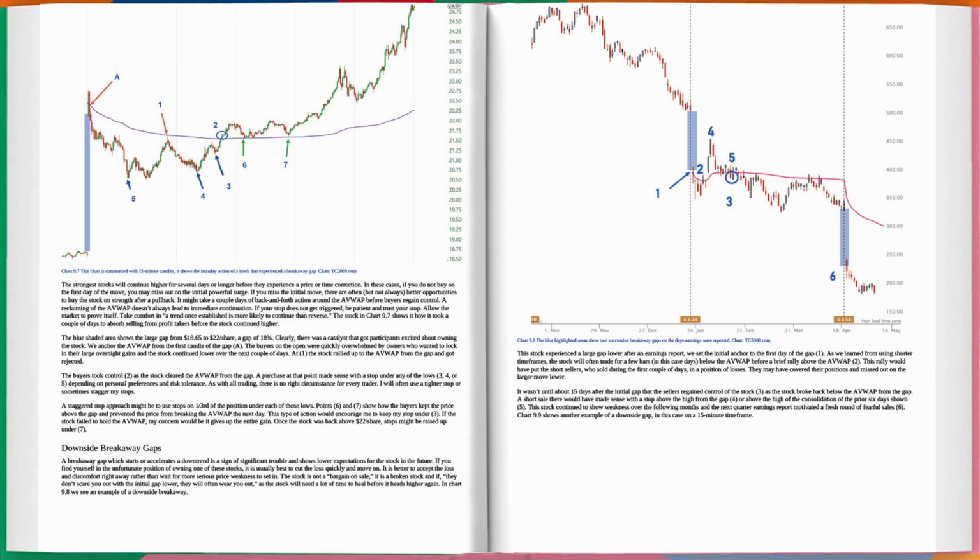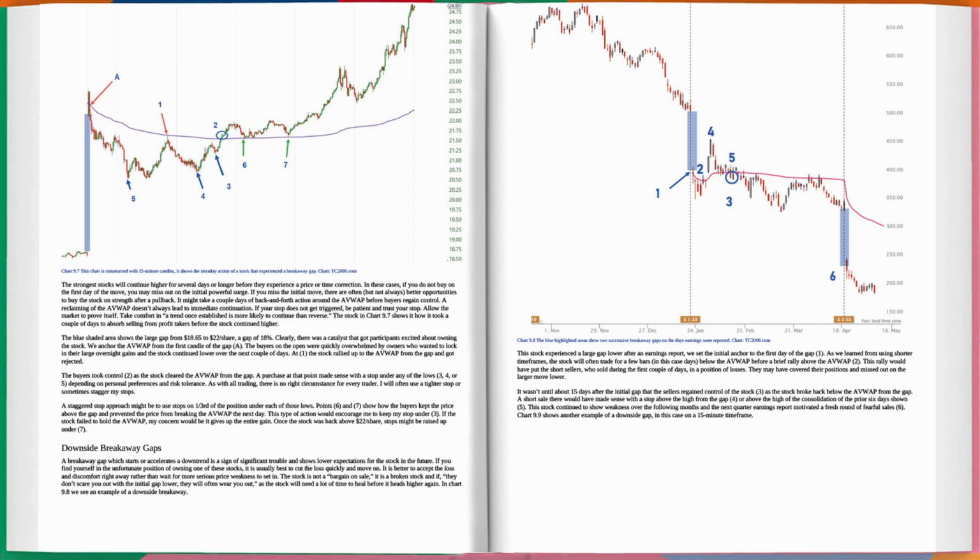This rally would have put the short sellers, who sold during the first couple of days, in a position of losses. They may have covered their positions and missed out on the larger move lower. It wasn't until about 15 days after the initial gap that the sellers regained control of the stock, 3, as the stock broke back below the AVWAP from the gap. A short sale there would have made sense with a stop above the high from the gap, 4, or above the high of the consolidation of the prior 6 days shown, 5.